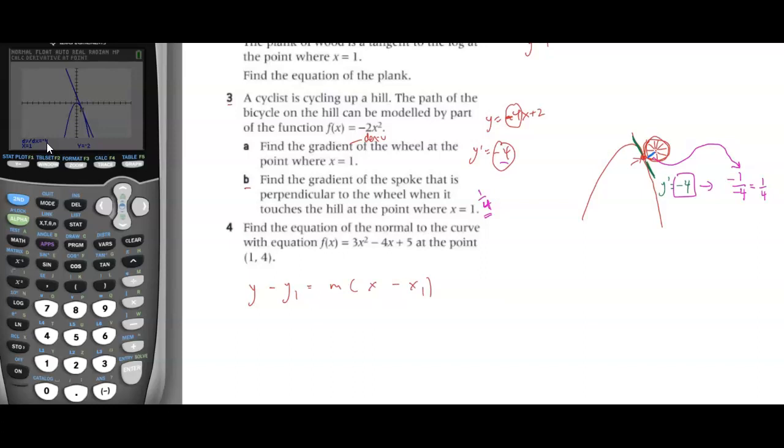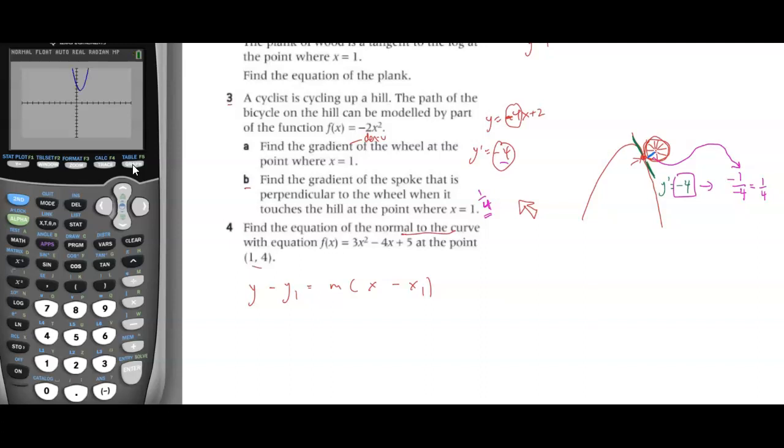Now, let's do the slope first. It would be exactly like this procedure here. So first thing we're going to do is, since they give us a function, what do we always do? We type it in the calculator. So we're going to put in 3x squared, and then minus 4x, and then plus 5. And then we're going to graph it. And then we want to know the equation of the normal to the curve at 1, 4.